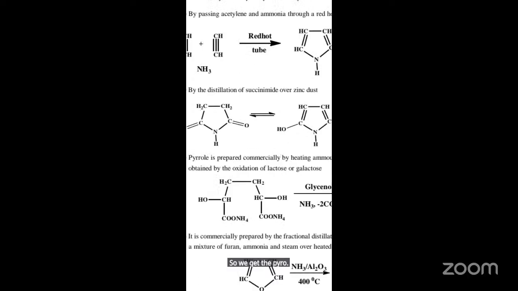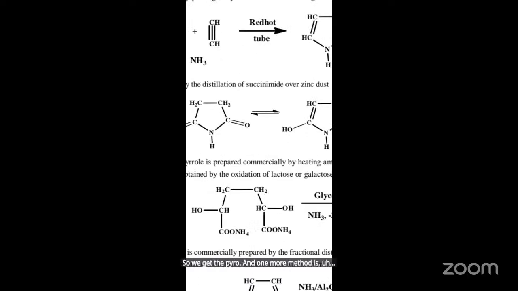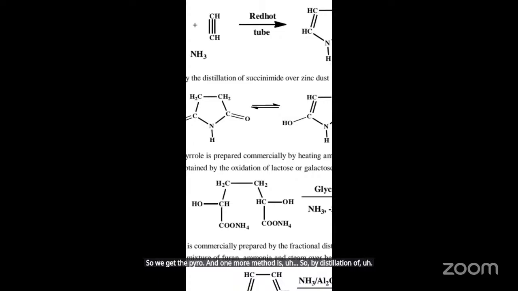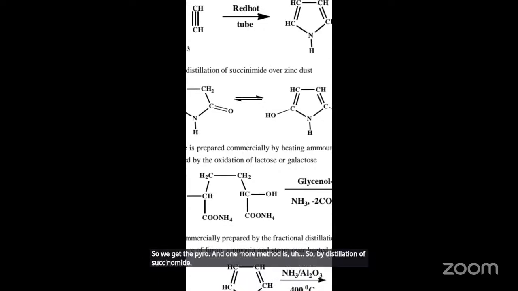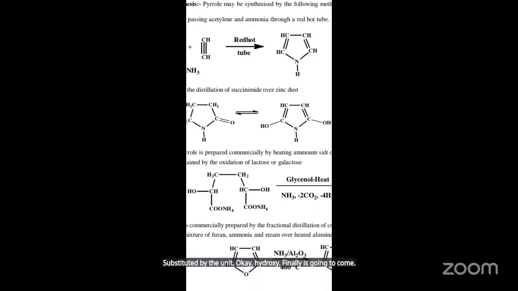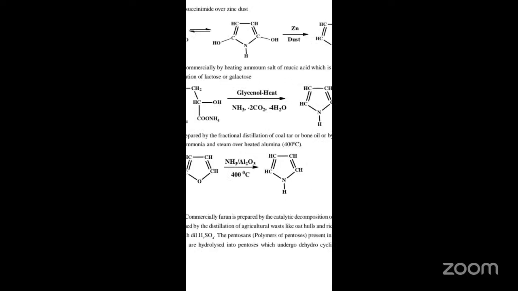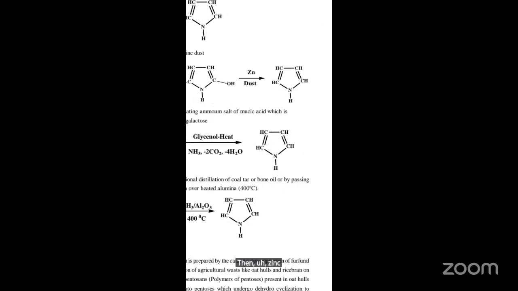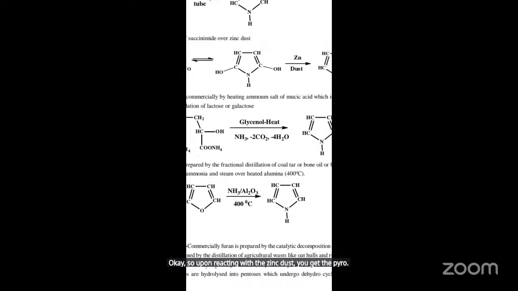And one more method is by distillation of succinimide with zinc dust. You will get the pyrrole, a substituted pyrrole; the hydroxy pyrrole is going to form. Generally zinc dust is a dehydrating agent. So upon reacting with the zinc dust, you get the pyrrole product.